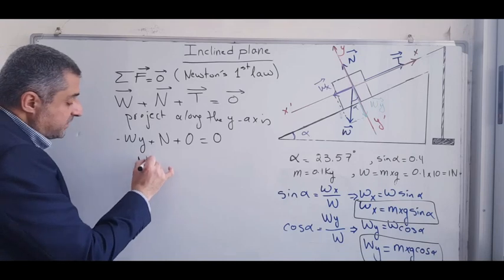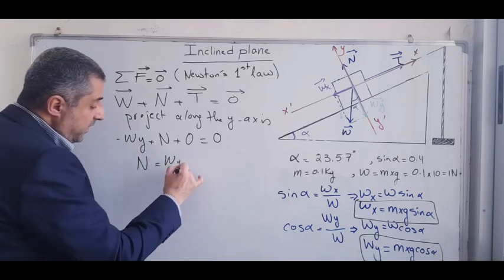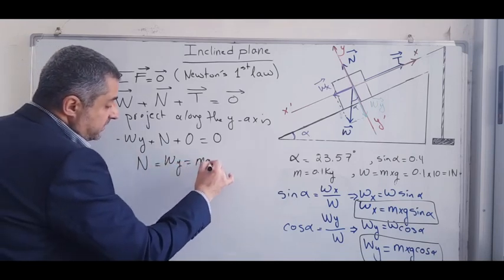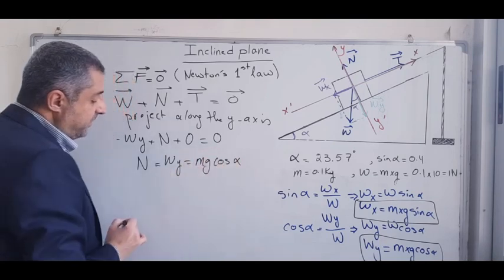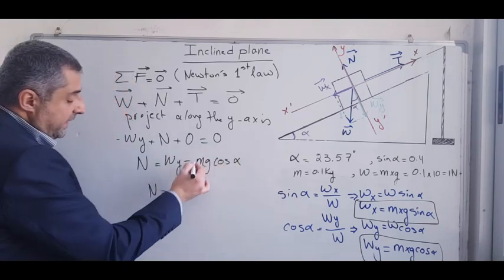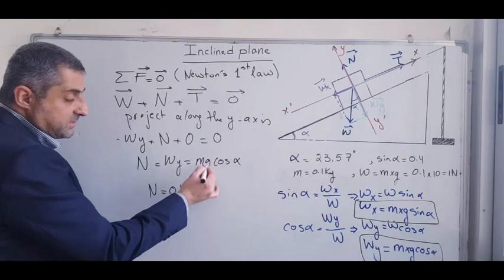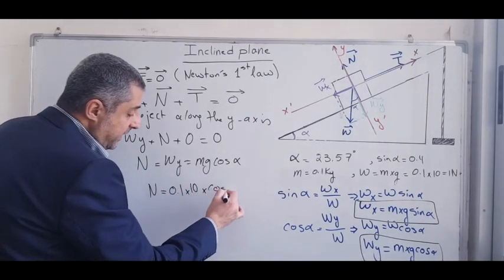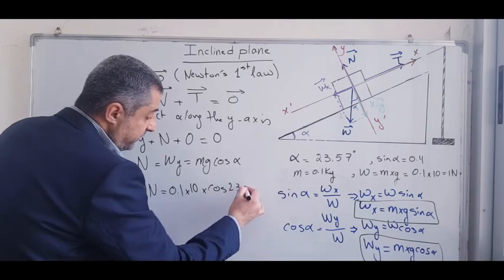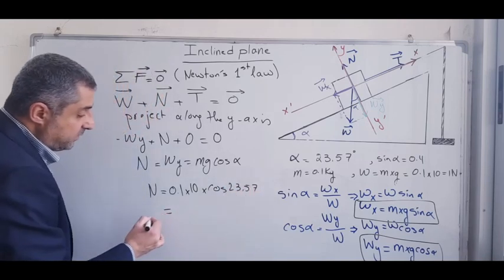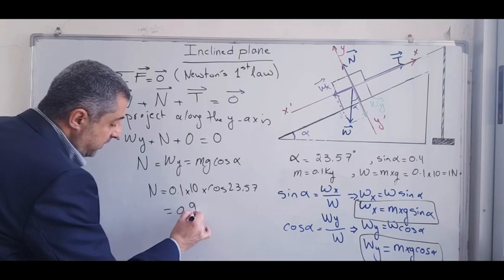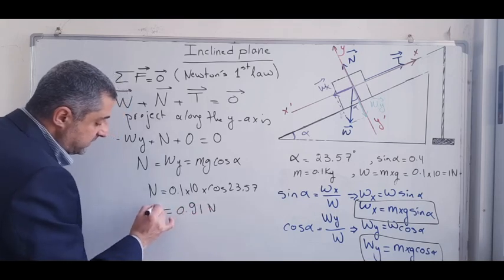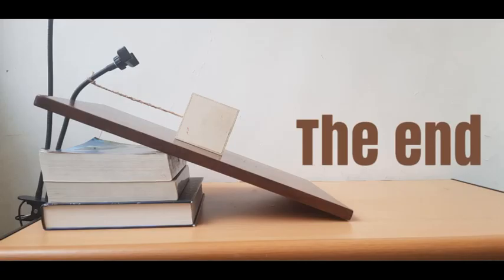Now, the normal reaction N is equal to Wy, equal to mg cosine alpha. N equals the mass 0.1 times g, which is 10, times cosine of the angle 23.57, which is equal to 0.91 Newton. This is the normal reaction N.